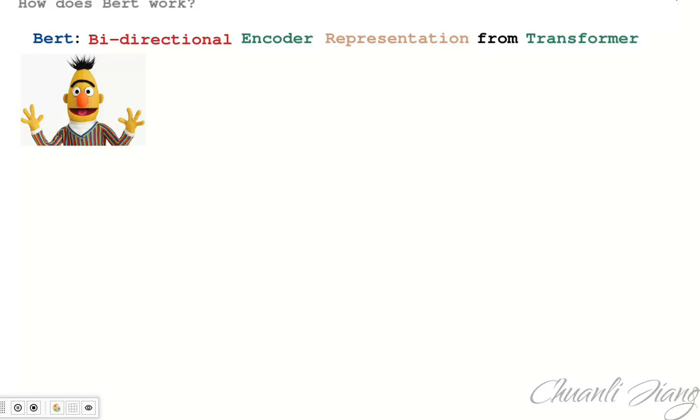BERT encompasses 4 key concepts: bidirectionality, encoder, position embedding, and self-attention. We are going to break these concepts down with examples.